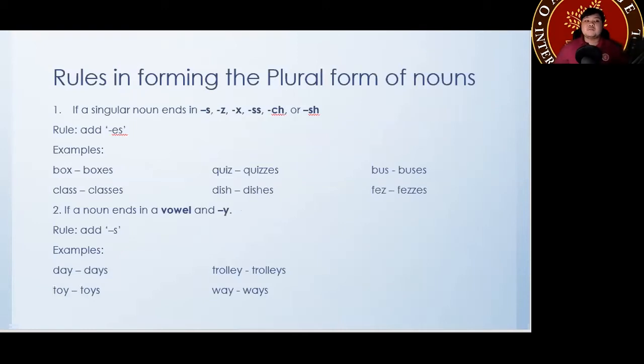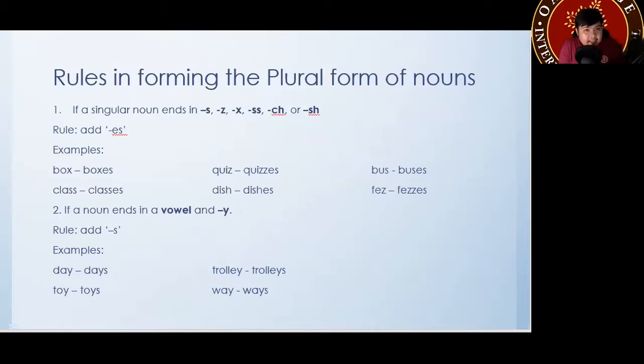If a noun ends in s, z, x, double s, ch, or sh, add es. Example, box ends in x, so the plural of box is boxes. Class ends in double s, so the plural of class is classes. Quiz. Now, be careful with the words that end in z.